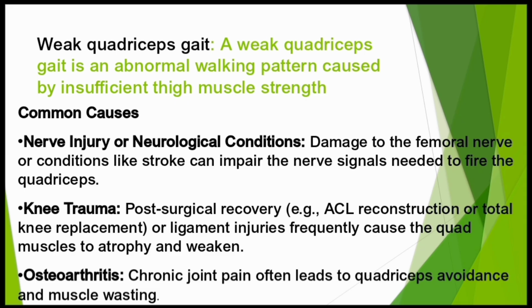A weak quadriceps gait is an abnormal walking pattern caused by insufficient thigh muscle strength. In the name itself, weak quadriceps. When the muscle gets affected, the muscle strength will be lost, right?